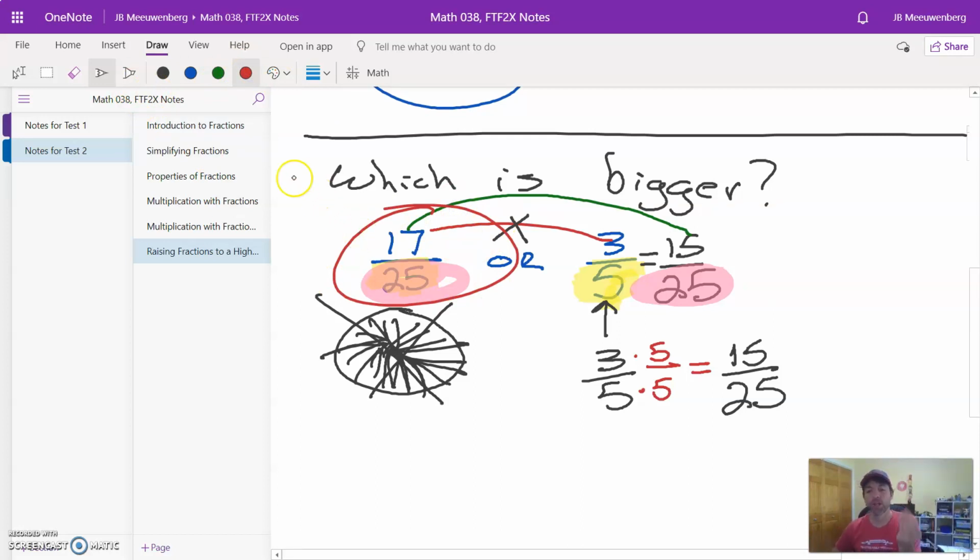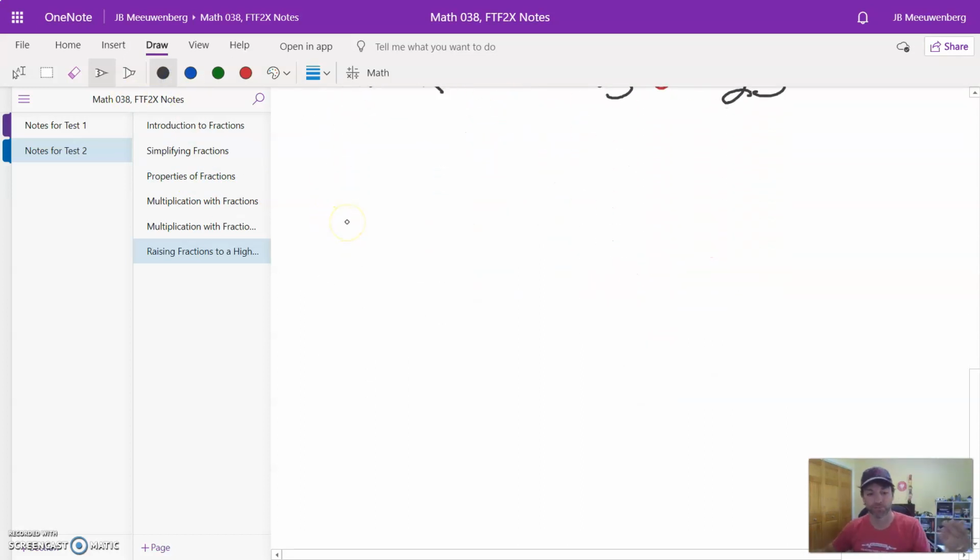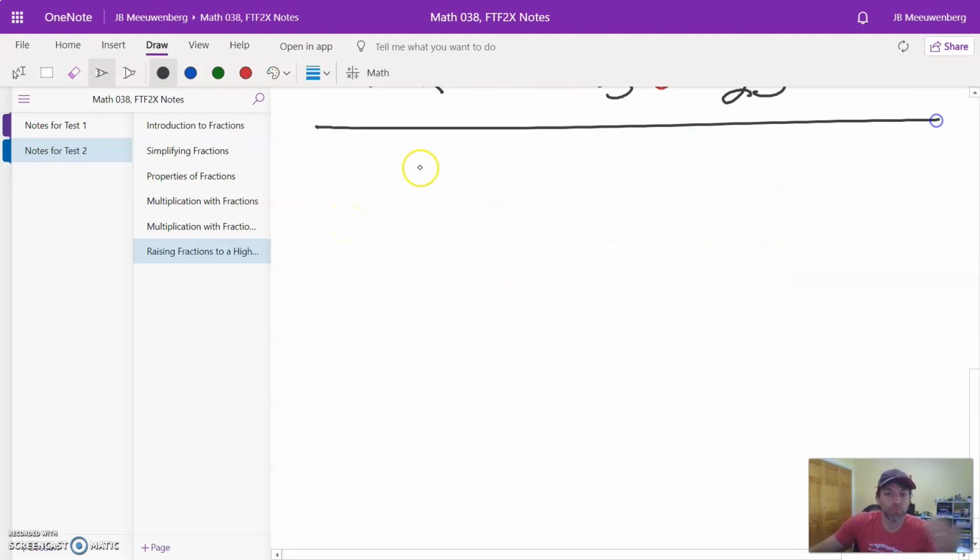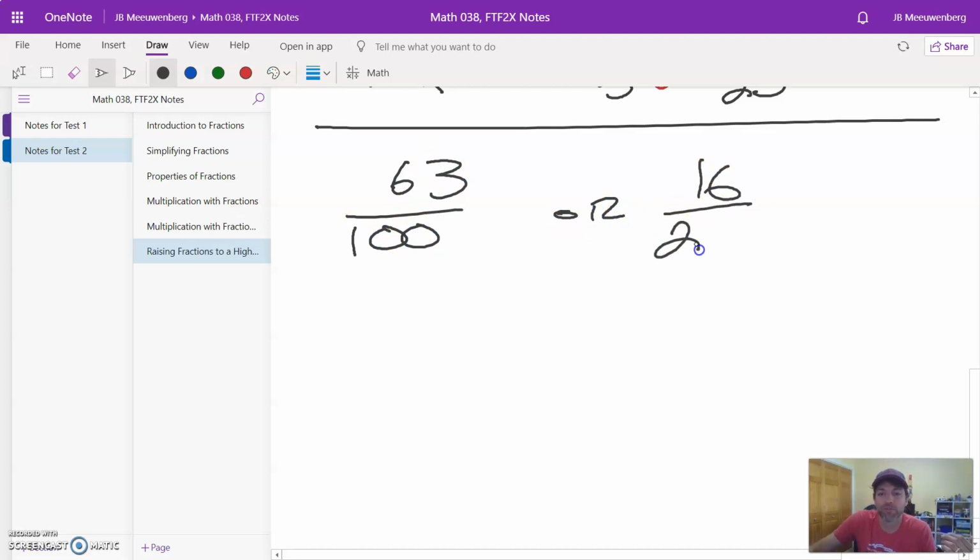So getting common denominators allows us to compare fractions to see which is bigger. And often that's a helpful thing for us to do. Here's another one. Try this one. Pause the video. 63 out of 100 or 16 out of 25. Which is bigger? So as you stare at that, what you want to do is say, can I somehow get these two denominators to be the same?